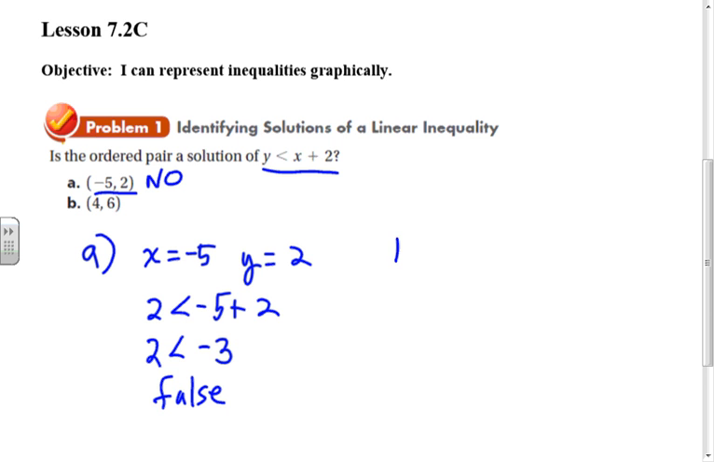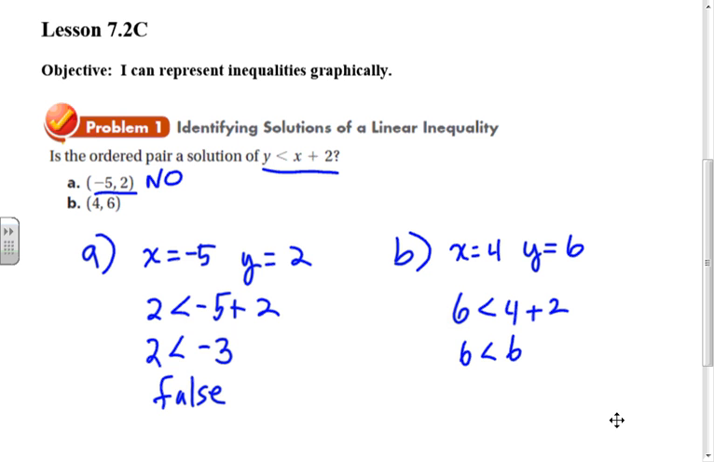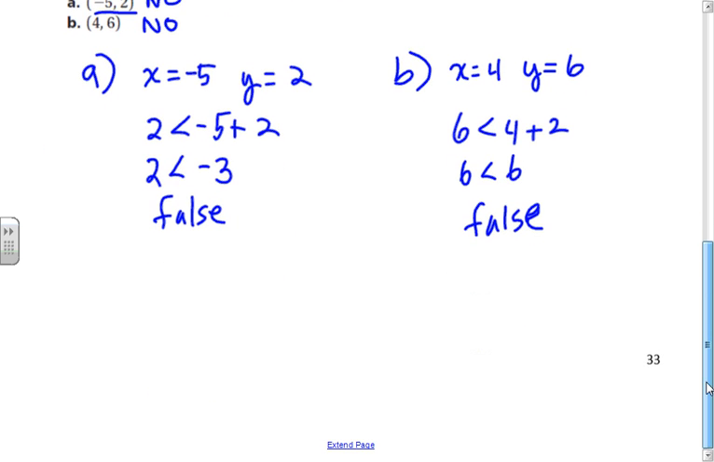All right, let's try the ordered pair B. In that one, x is 4 and y is 6. So substituting in 4 for x and 6 for y into the inequality, we get 6 is less than 4 plus 2. So 6 is less than 6, and 6 is not less than 6, so again, it's false. If it said less than or equal to in our inequality, then it would be true, but it's false, so that answer is no also. All right, you try one of those.